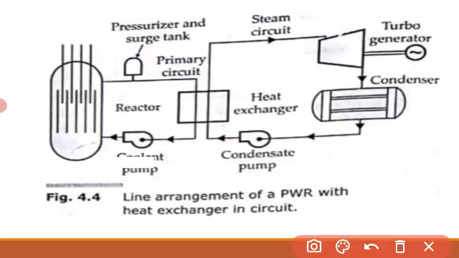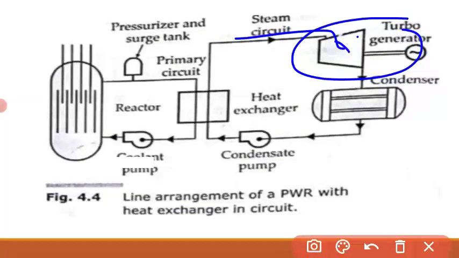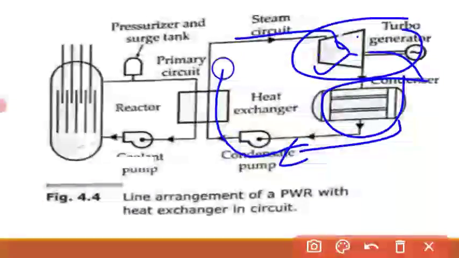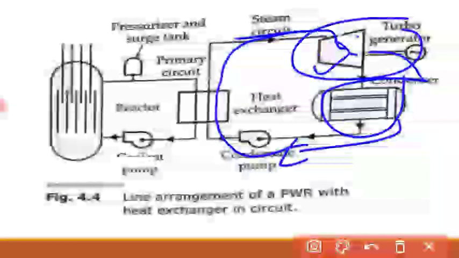Next, this part is, I hope, clear. Steam comes to the turbines, and once it has done the mechanical work, it is condensed through this, and the condensate pump recirculates it back.